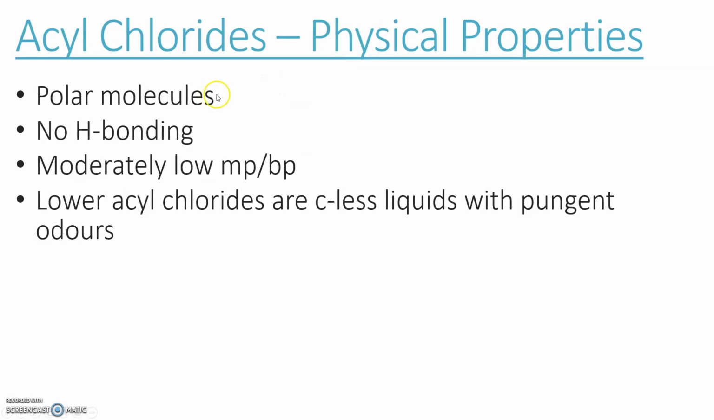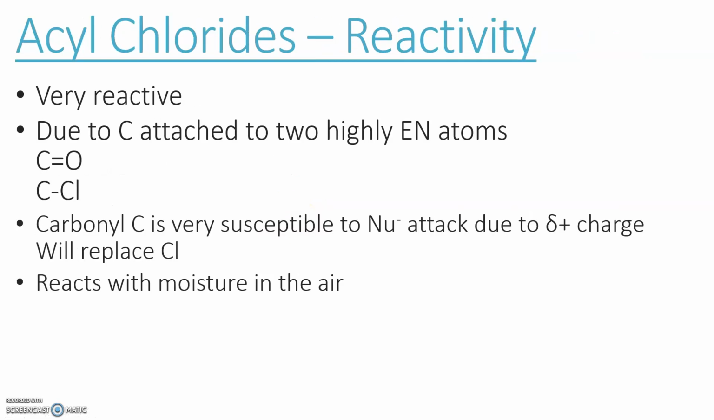Okay, they are polar molecules, but they do not have hydrogen bonding, as a result of which their melting and boiling points are relatively low. The smaller chain acid chlorides are colorless liquids with pungent odors. They are highly reactive, and that's important to keep in mind.